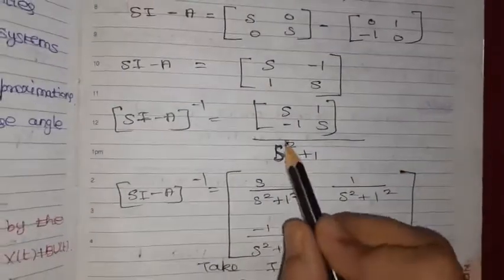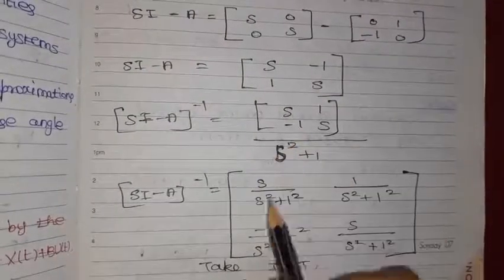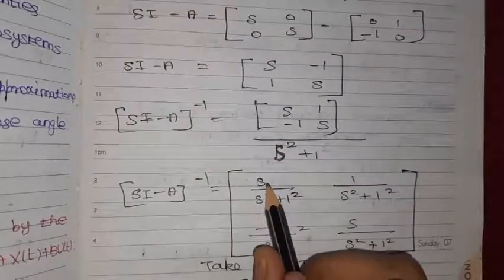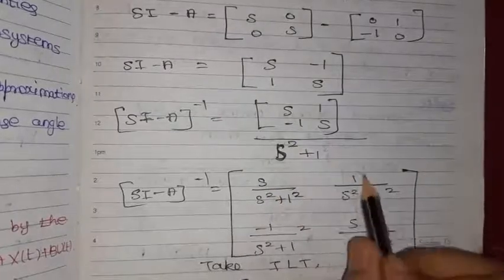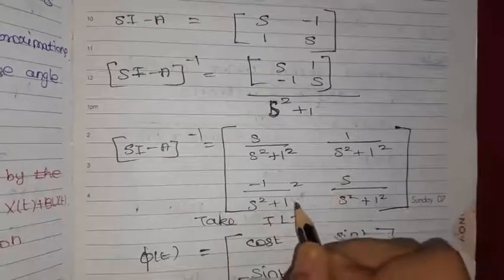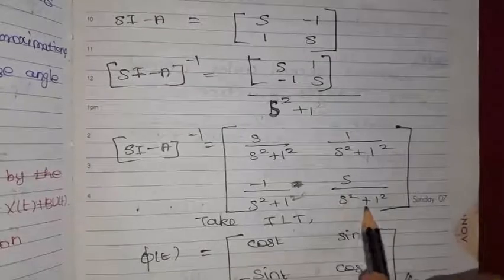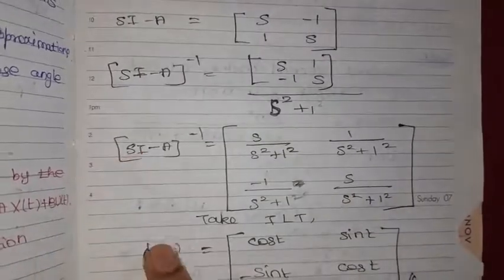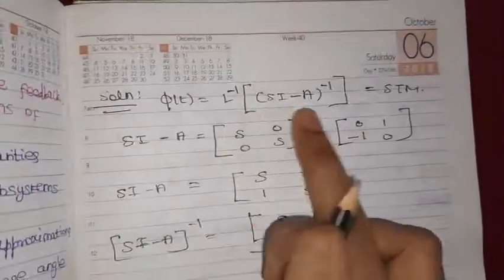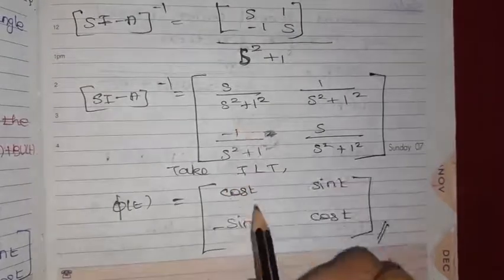Now we are going to divide each term inside the matrix by this. S squared plus 1 can be written as s squared plus 1 squared. So s by s squared plus 1, this is 1 by s squared plus 1, this is minus 1 by s squared plus 1, and this is s by s squared plus 1. Now what do we need to take? We need to take the inverse Laplace transform of each term. Taking the inverse Laplace transform, this is cos t.